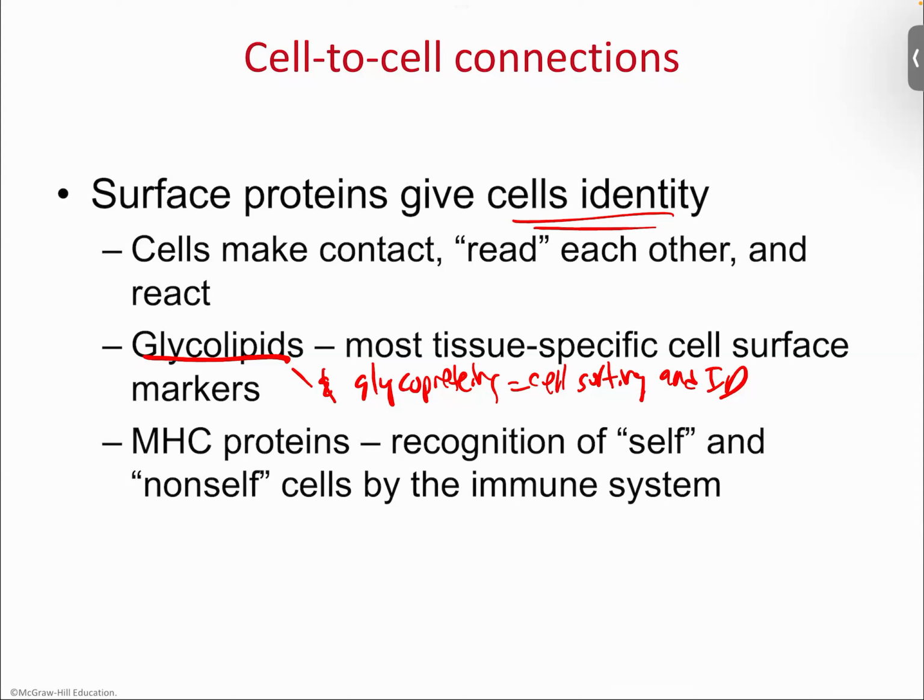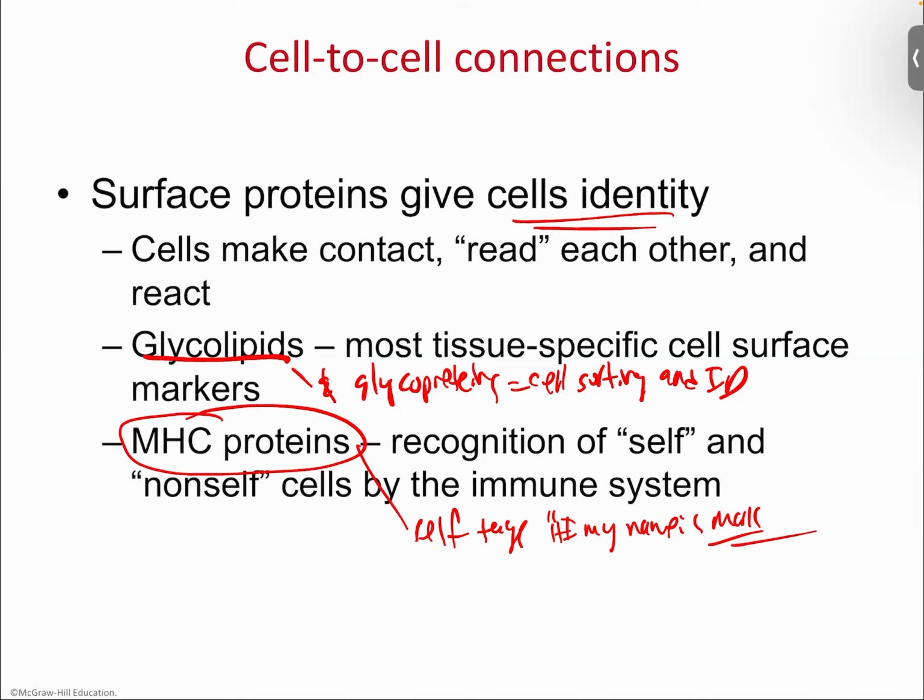Notice I said two different things. Hi, my name is Mark. That's one thing. And I'm a liver cell. That's the second thing, right? So the identification of I'm a liver cell is driven by glycolipids and glycoproteins. A type of glycoprotein, a specific type, is what's called the major histocompatibility complex, the MHC. This is your self tag. This is the hi, my name is Mark.